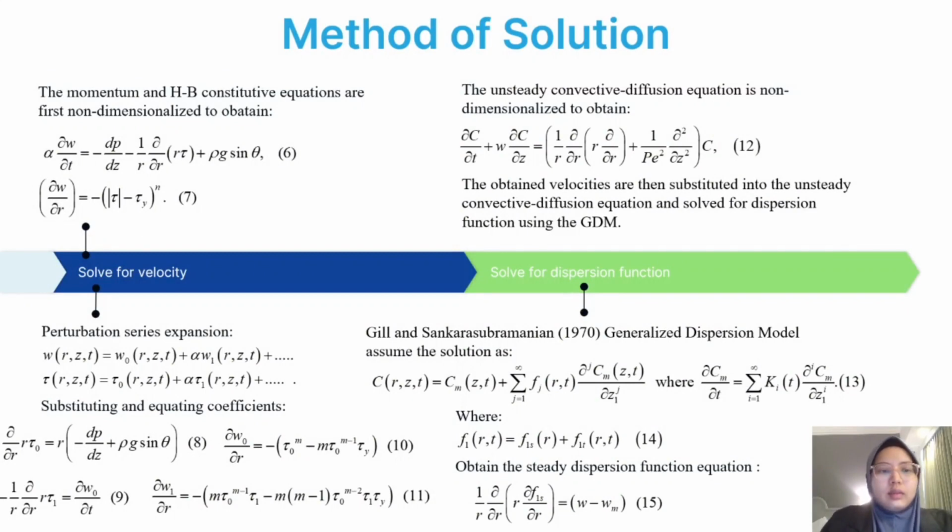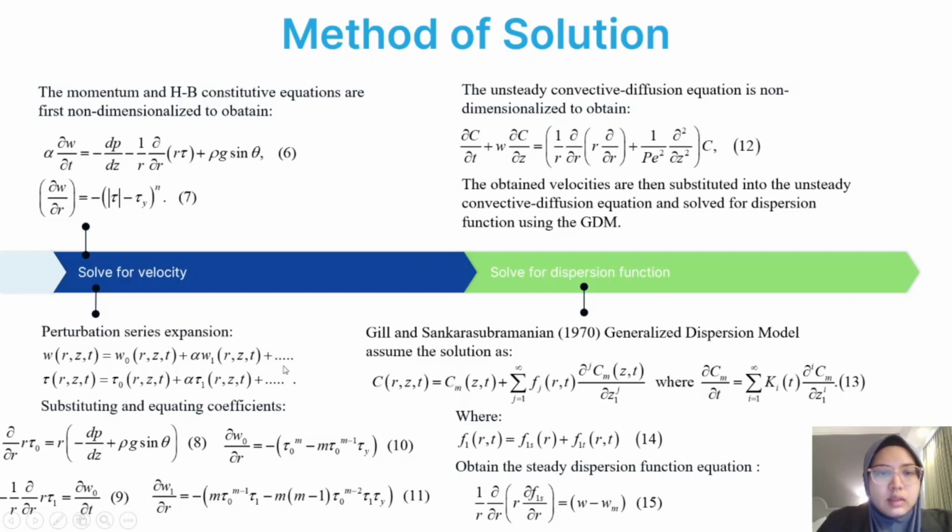So, method of solution. First, we will solve for the velocity. The momentum and the Herschel-Bulkley constitutive equation are first non-dimensionalized to obtain equations 6 and 7. Next, the series expansion of the perturbation method is obtained using the Reynolds number alpha as the small perturbation parameter. Velocity, W, and shear stress are expanded in perturbation series expansion in these equations here.